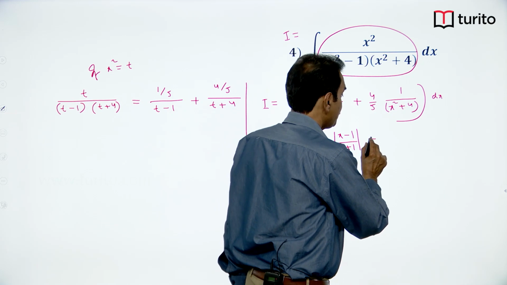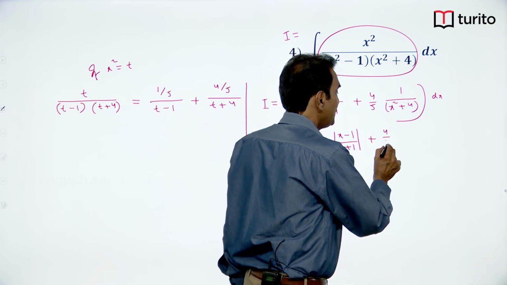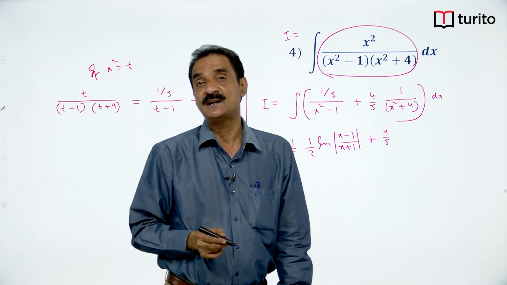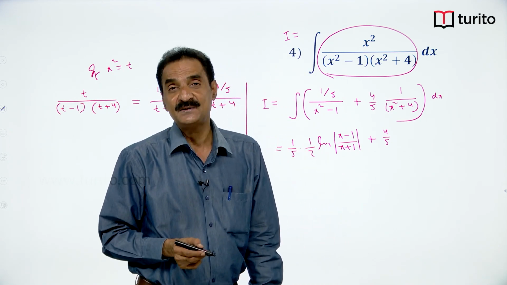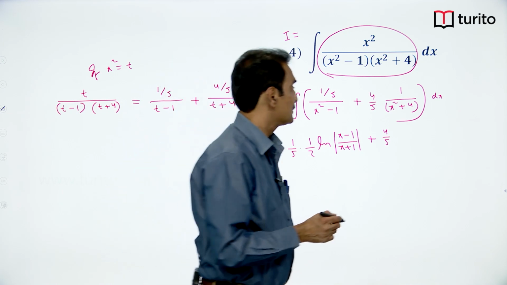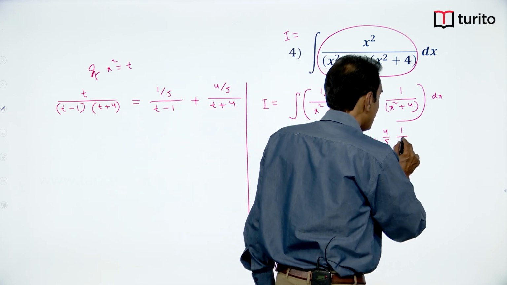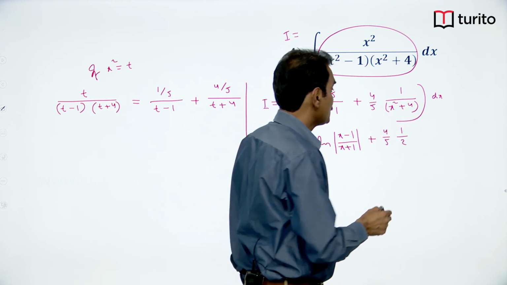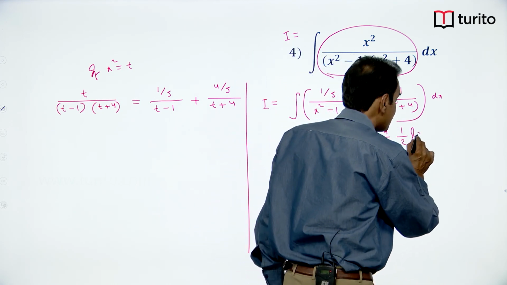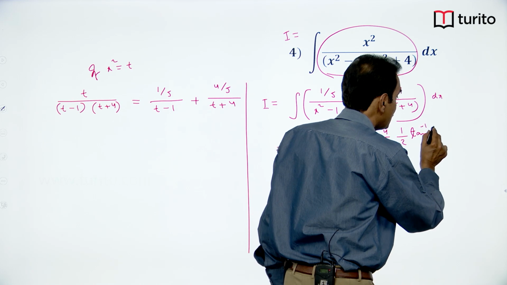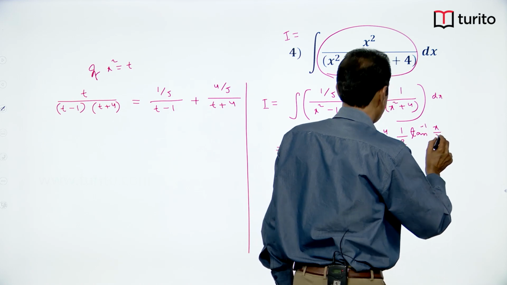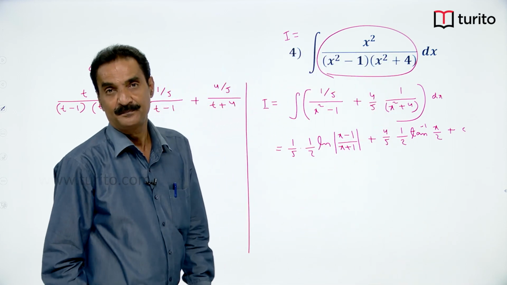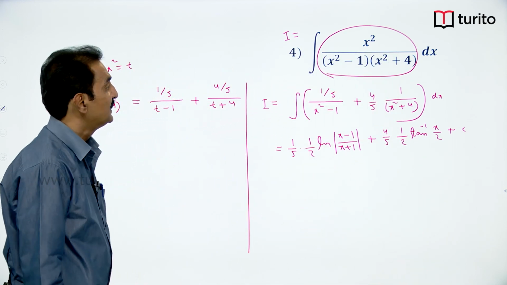Second, 4 by 5 into, it is in the form of 1 by x square plus a square. What is the integral? 1 by a tan inverse x by a. So, 1 by, what is a? 2. It is 1 by x square plus 2 square. So, 1 by 2 tan inverse x by 2 plus c. You can simplify it now. Okay. Next question.